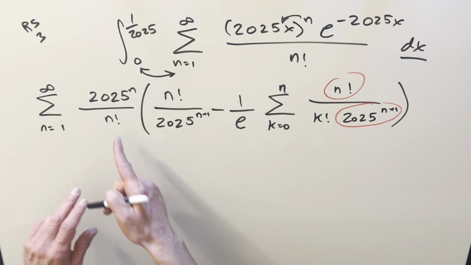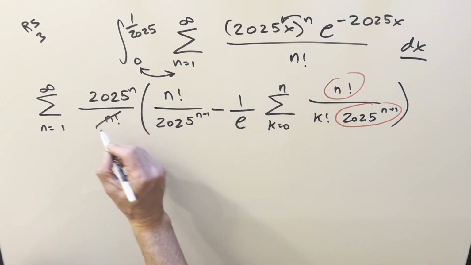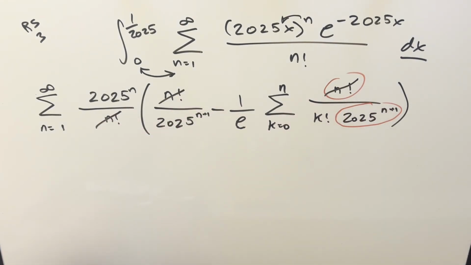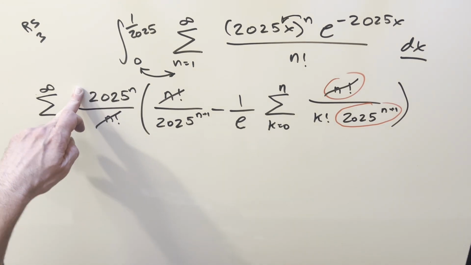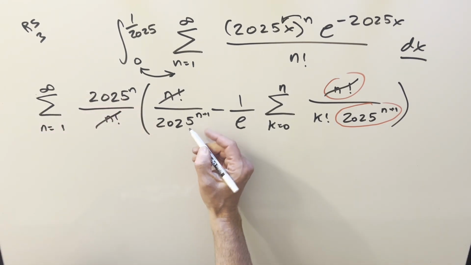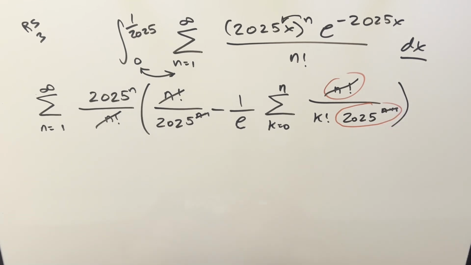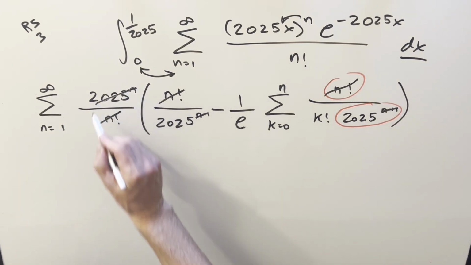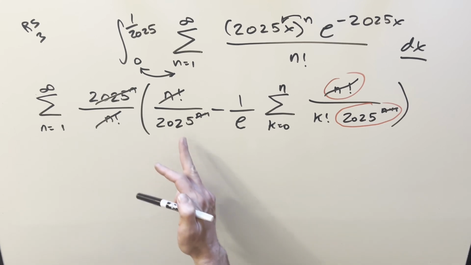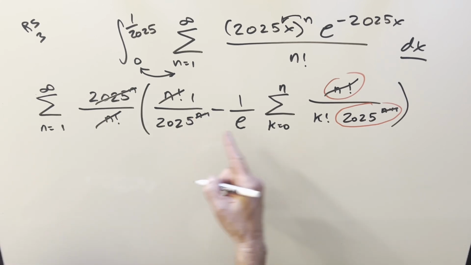So anyway, if I multiply in the n factorial, that's going to cancel there and there. And if I multiply in the 2025 to the n, that's going to cancel out the whole exponent and just leave 2025. Same exact thing right here. And then this is gone. And so to clean this all up, now we have, this is 1 over 2025.